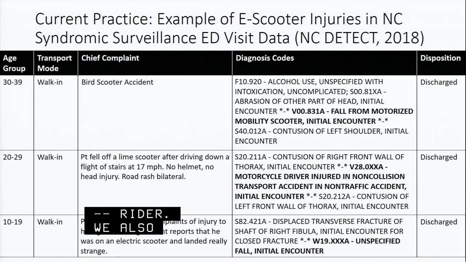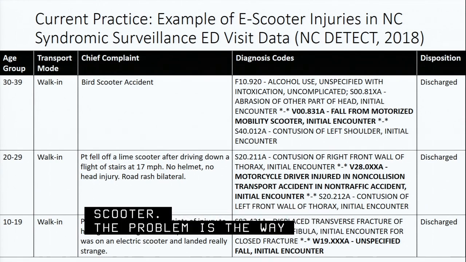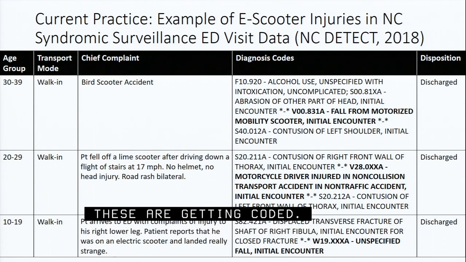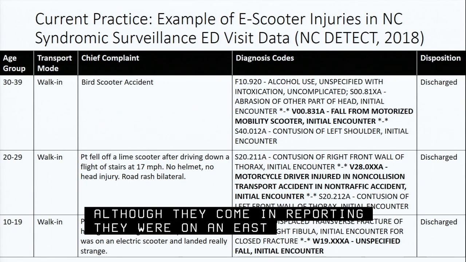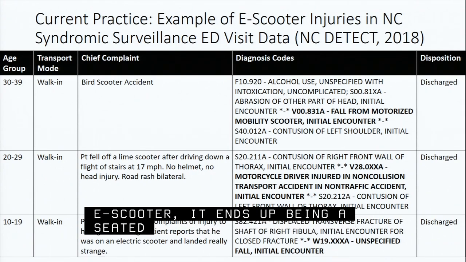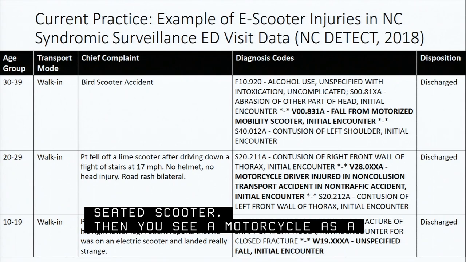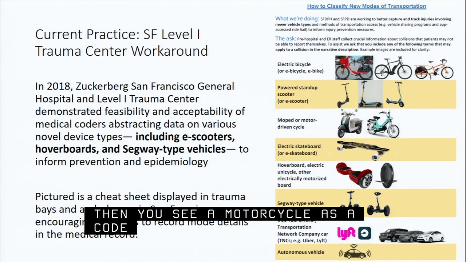One of the problems here is the way these are getting coded, as seen in many items that we've heard about today, is that although they come in reporting that they were on an e-scooter or a Lime scooter or whatever brand scooter, it ends up being a fall from a motorized mobility scooter, which many of us know is the seated thing with a basket that people use to get around, who in the past would normally be using a wheelchair. Then you see a motorcycle as a code, and then a fall initial encounter. Of course, none of these are correct for mechanism based on that.